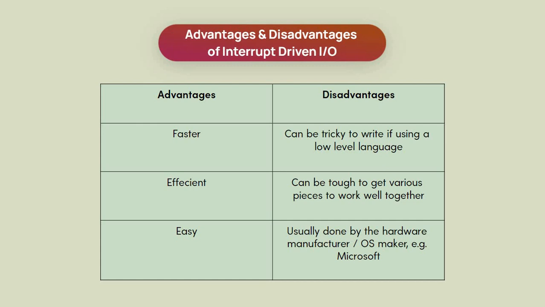So the advantages of interrupt-driven I/O are that it is faster, efficient, and easy to use. And the disadvantages are that it can be tricky to write if we use a low-level language. It can be tough to get various pieces to work well together. It is usually done by the hardware manufacturer or OS maker. Example, Microsoft.